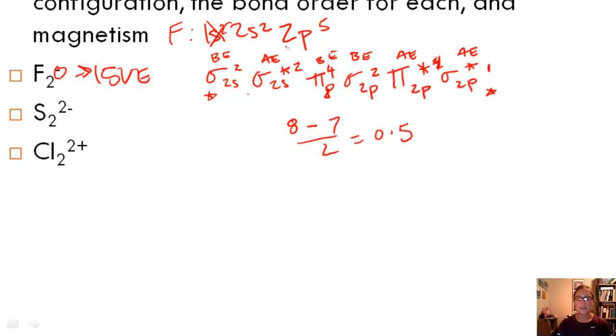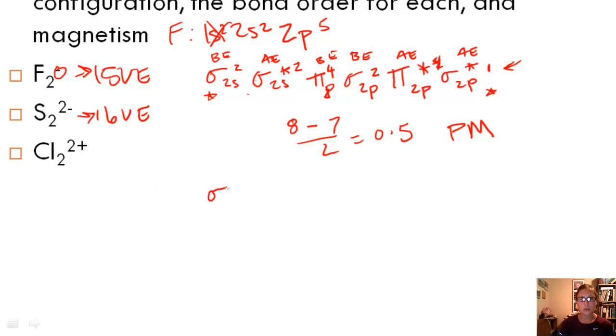Okay, we want to look at magnetism. We do have one lone electron, and so I would say that this is paramagnetic. Okay, let's look at the sulfur molecule. Again, we need valence electrons first. Each sulfur donates 6 plus another 2, so this is 16 valence electrons.